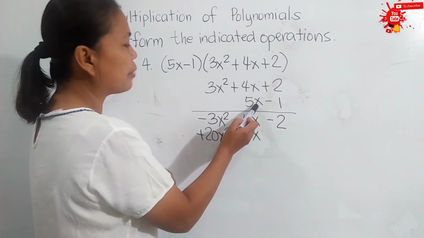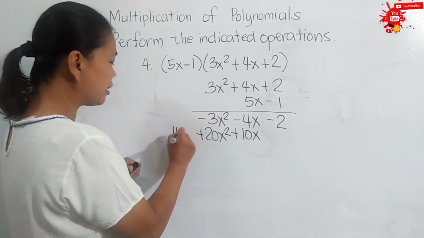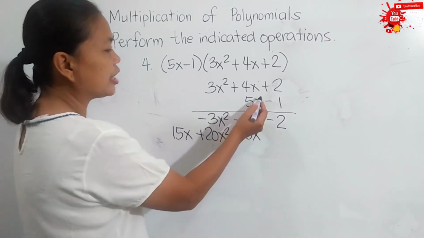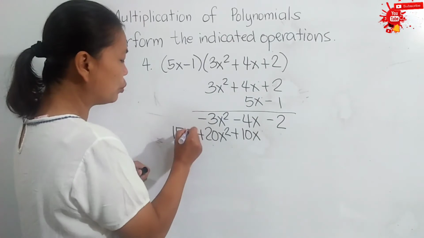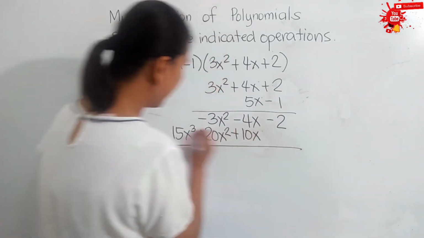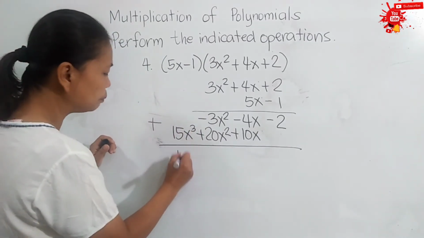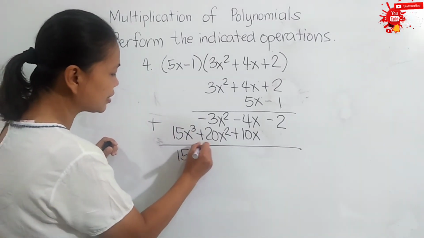Then we have 5x times positive 3x squared, so we have positive 15x raised to 1 plus 2, which is 3. Then we have to add the partial products. So bring down 15x cubed.